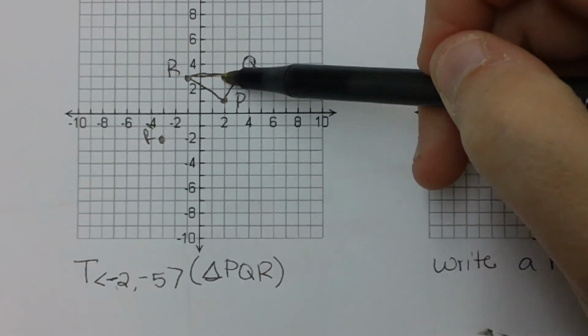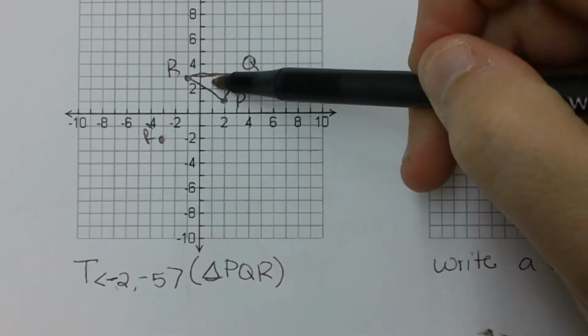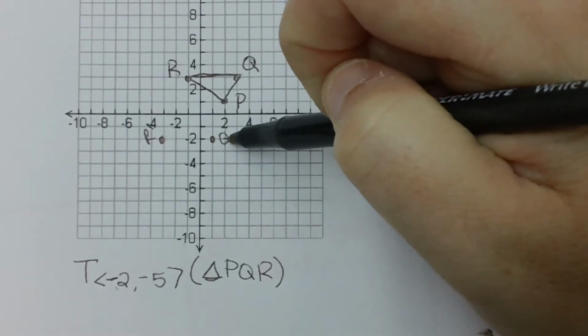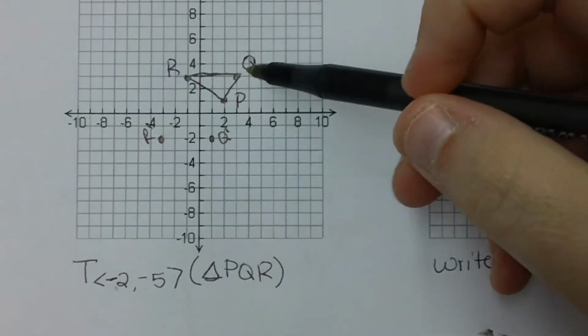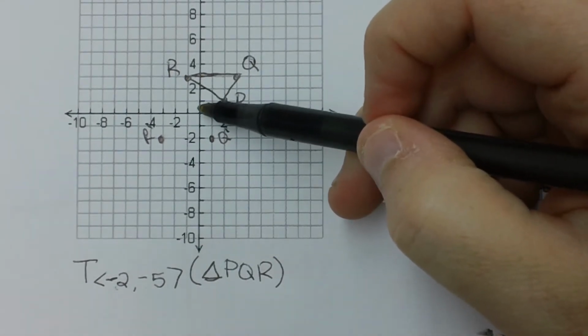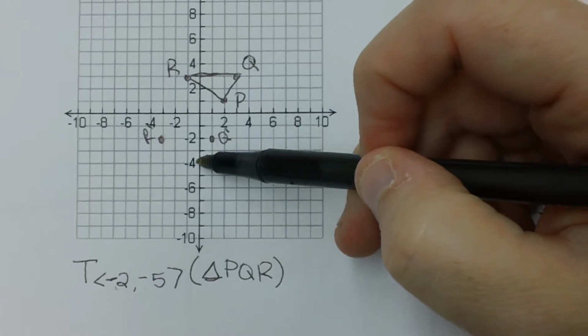I'm going to go left 2, so 1, 2, and I'm going to go down 5: 1, 2, 3, 4, 5. I'm going to label that point Q prime. And then finally for P, do the same thing. I'm going to go left 2, and I'm going to go down 5: 1, 2, 3, 4, 5.